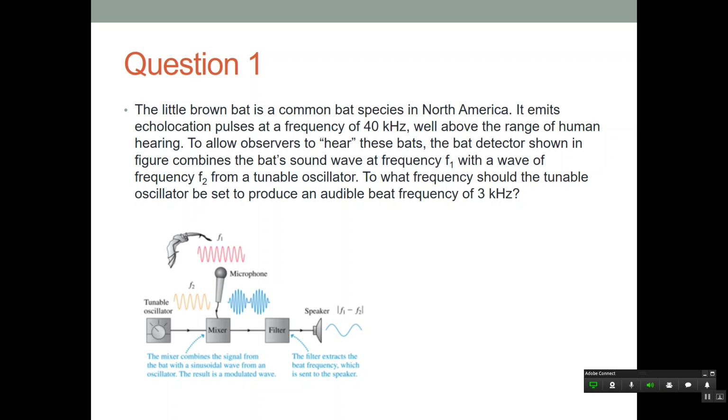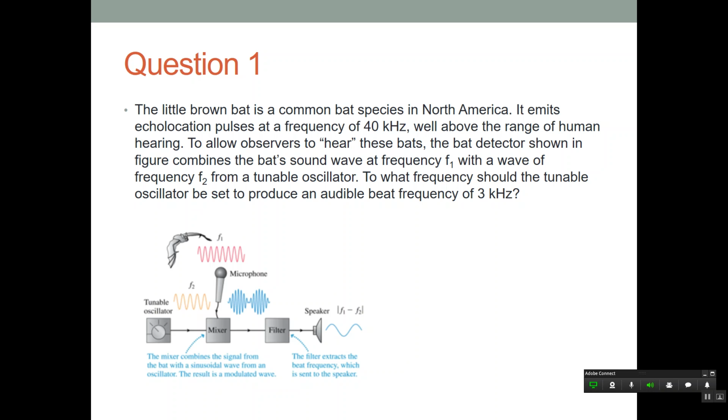What did you get? 37. Yeah, you can say that. So 37,000 hertz or 37 kilohertz. There's another answer there. How much? 43, exactly. So as long as it's 3,000 away, you'll get a beat frequency of 3 kilohertz.